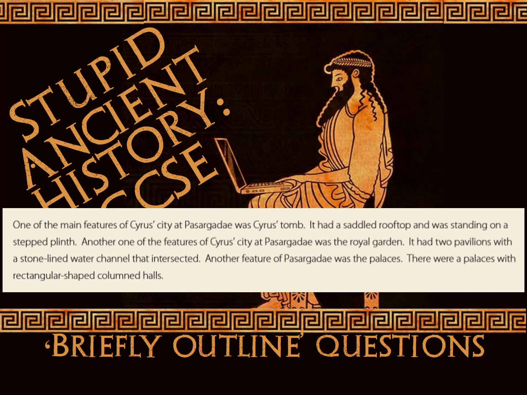One of the main features, blah blah blah. Another feature, blah blah blah. Final feature, blah blah blah. It does exactly what it needs to do. It's functional, it gets in, it makes its point, it moves on. And this would have got 6 marks.